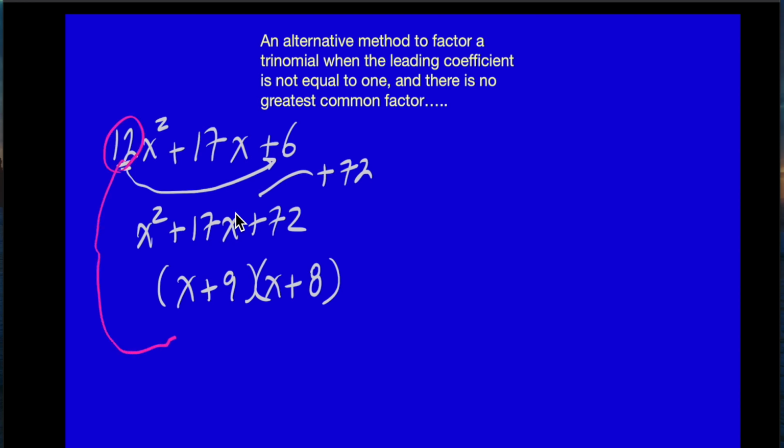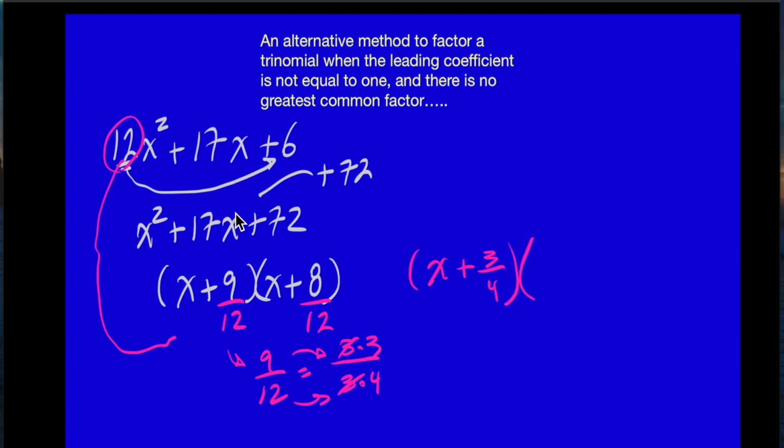We're going to divide the second term here by 12 and the second term here by 12. Here, we're going to get 9 over 12. The way I like to break down 9 over 12 is breaking it down to 3 times 3. 12 would be 3 times 4. The 3's cancel out, so we're going to end up with x plus 3 over 4 for our first factor.